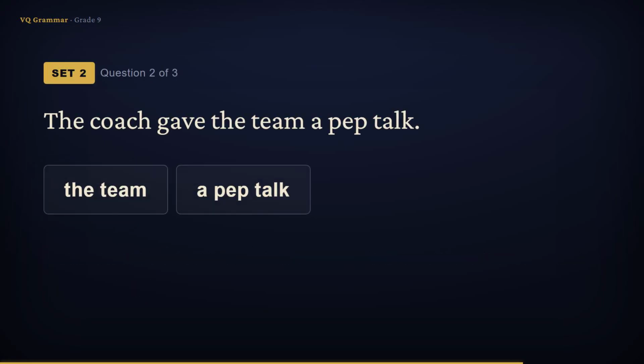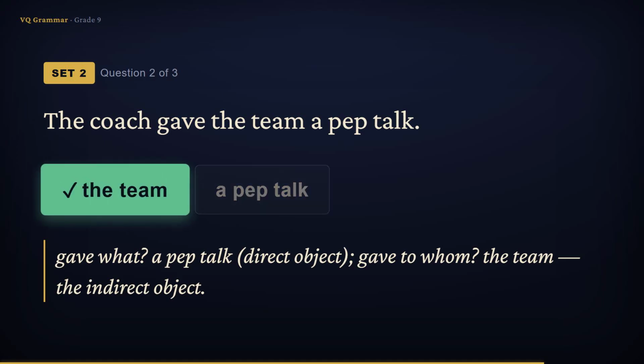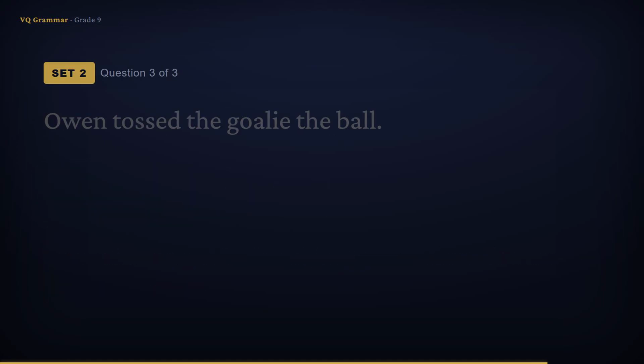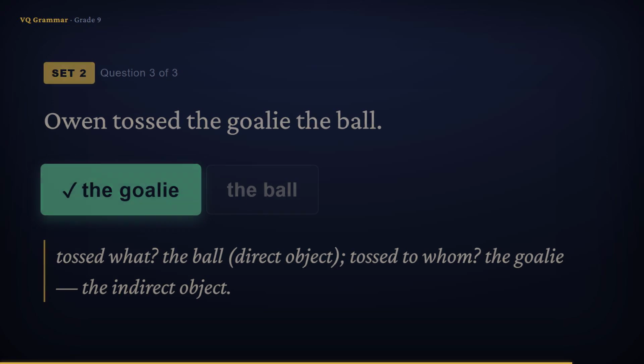The coach gave the team a pep talk. What did the coach give? A pep talk. That's the direct object. Now, gave it to whom? The team. Sitting right before the direct object, the team is the indirect object. Owen tossed the goalie the ball. Tossed what? The ball, the direct object. Tossed to whom? The goalie. Because the goalie comes just before the ball and answers to whom, it's the indirect object.